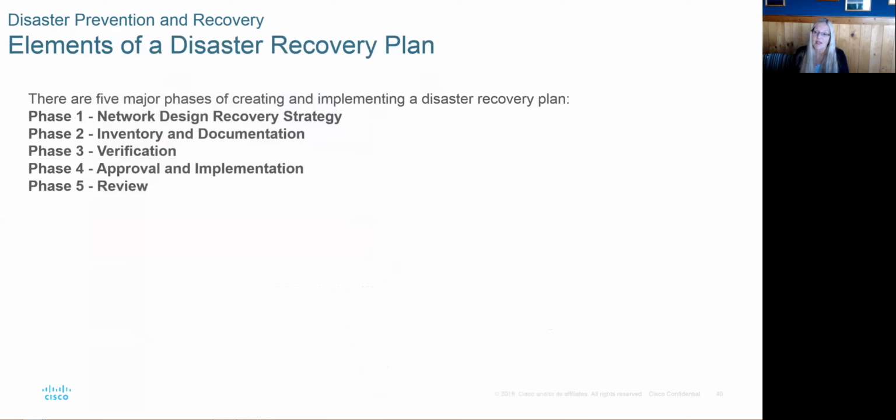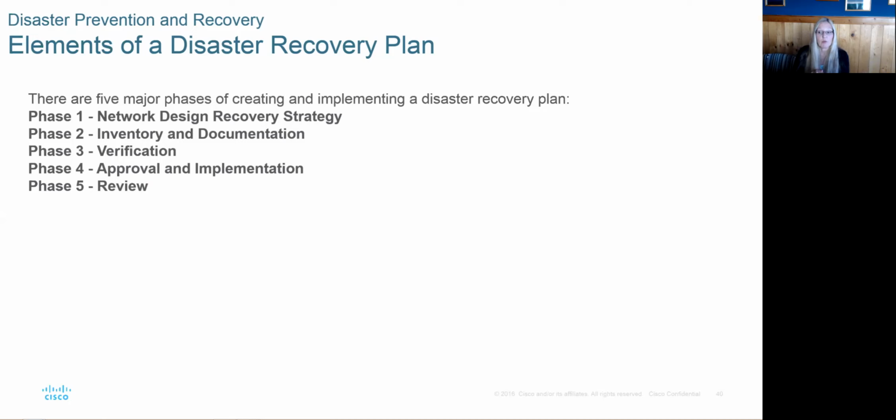So, our elements of a disaster recovery plan. We've got our network design recovery strategy. So what do we do with our routers and our switches, or our default gateway? Inventory and documentation. You should have inventory of all of your equipment, and there's software that'll crawl your network and do that inventory for you. Also, the documentation on your inventory should include any service level agreements that you have with the vendors for that equipment. It should also include the software versions on that equipment.